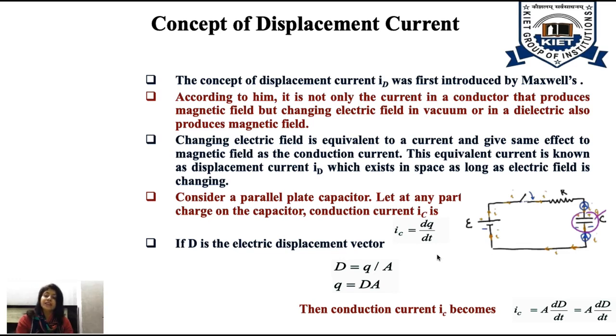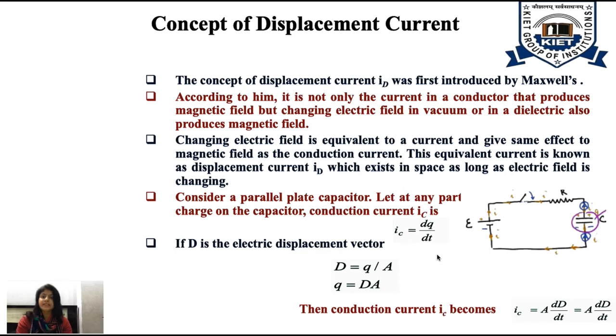But when Maxwell put a compass needle between the capacitor plates, it deflects. It means the magnetic field is present between the plates of the capacitor. That means there must be a source of magnetic field between the plates of a capacitor.